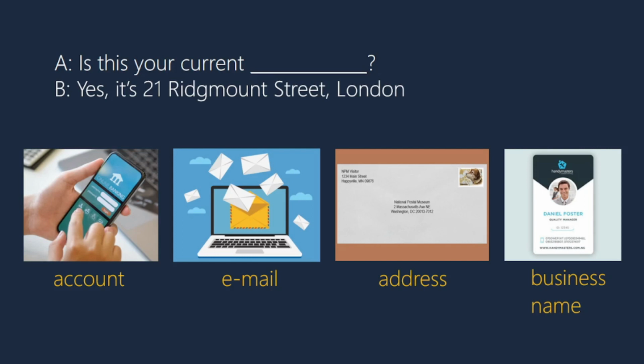Address. Well, that pretty much fills the space here because of 21 Richmond Street, London. London is a location, a geographic location. Street is a road, a place. So this is probably the answer, because business name, is this your current business name? And 21 Richmond Street, London is not a name. Okay, this is the address of a location. So in this scenario, the correct answer is address. Okay, is this your current address? And B says, yes, it's 21 Richmond Street, London.